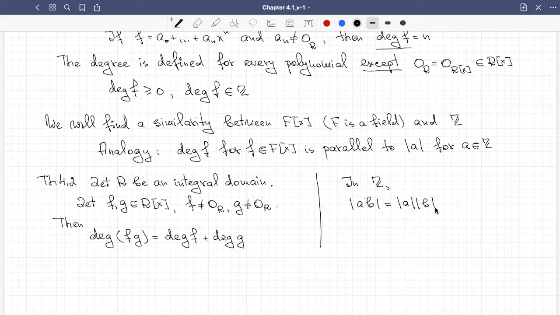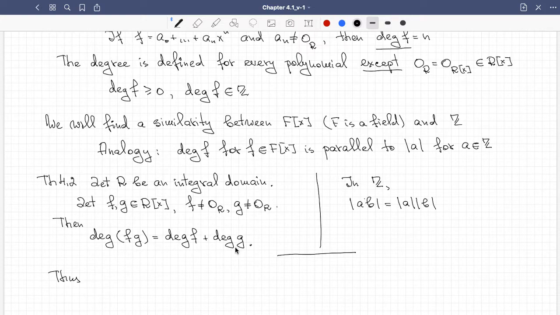It doesn't look very similar. This is a product and this is a sum. However, in either case, we have this. And that is what we actually need to know about the degree.